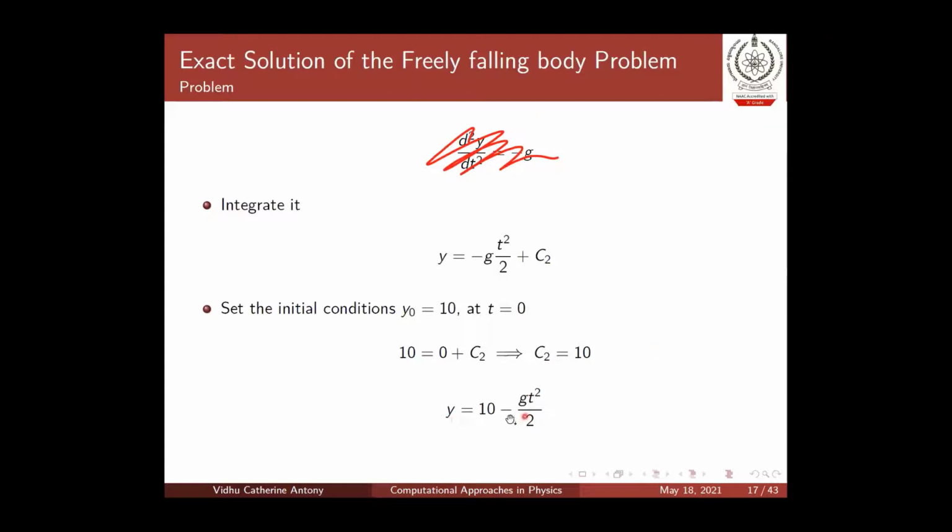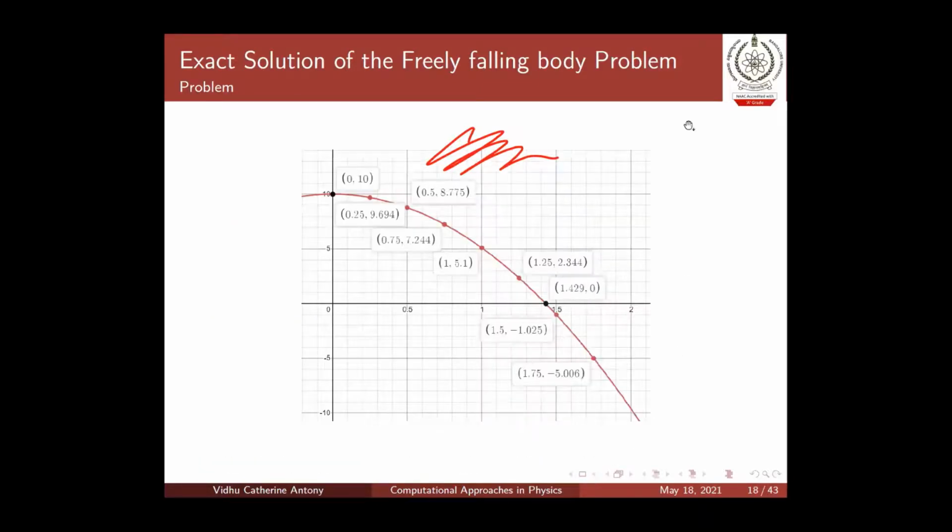You substitute that, and this is going to be the exact solution of the freely falling body that you have. This is the exact solution: y is equal to 10 minus gt squared. So let's look at this. This is the plot of the exact solution.